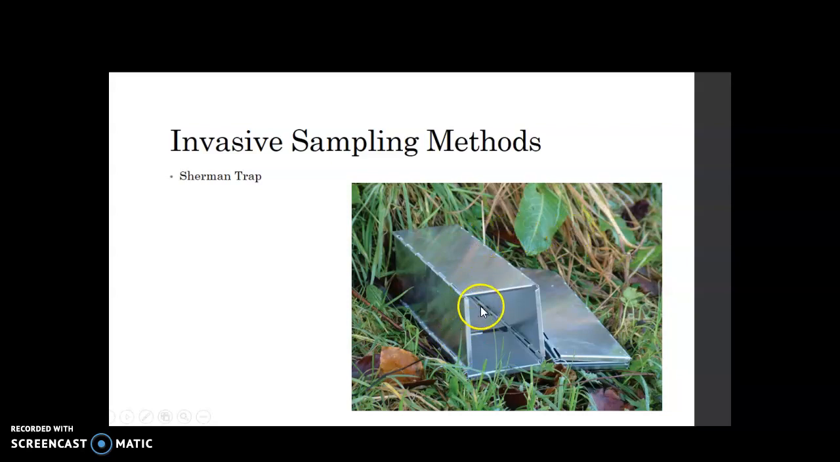You're going to put some nesting material in there, a cotton ball, something, and some kind of bait like peanut butter or seeds. You'll have one end of the box folded up. The animal walks in the other end, they step on this pan, and bam, the door closes, and you have yourself a little small mammal.